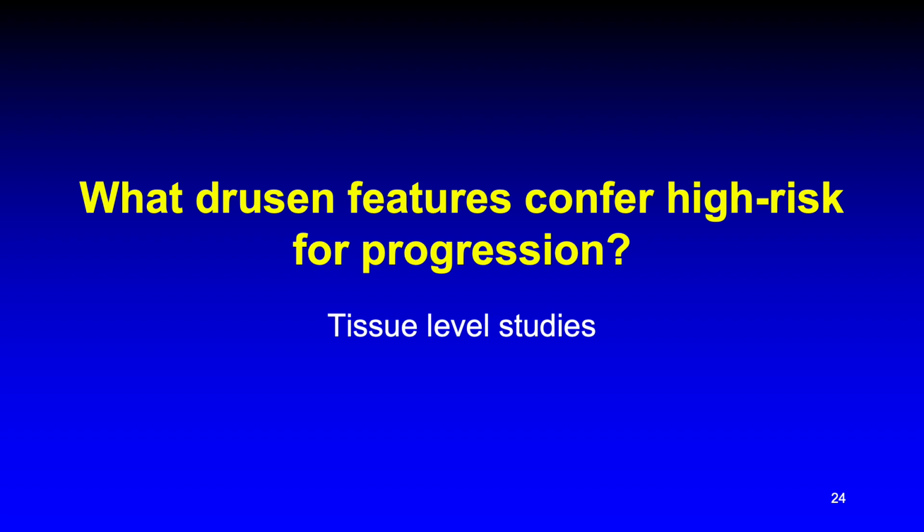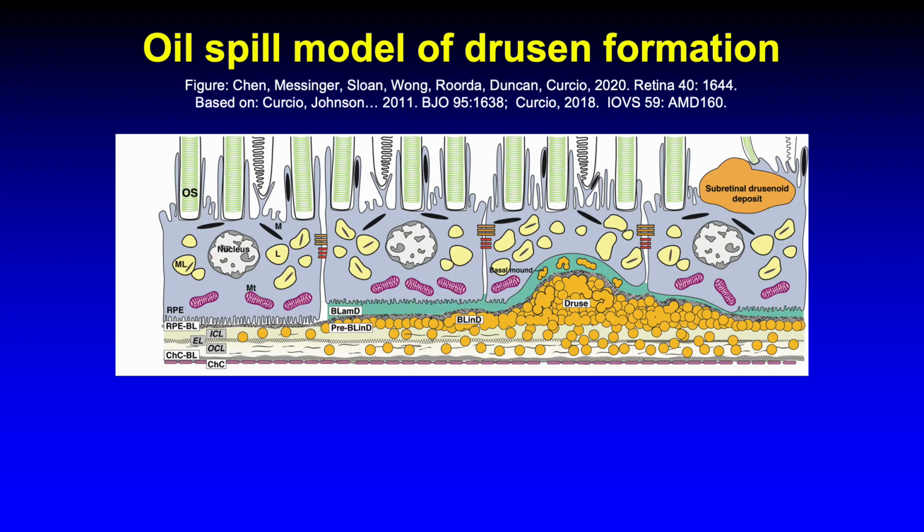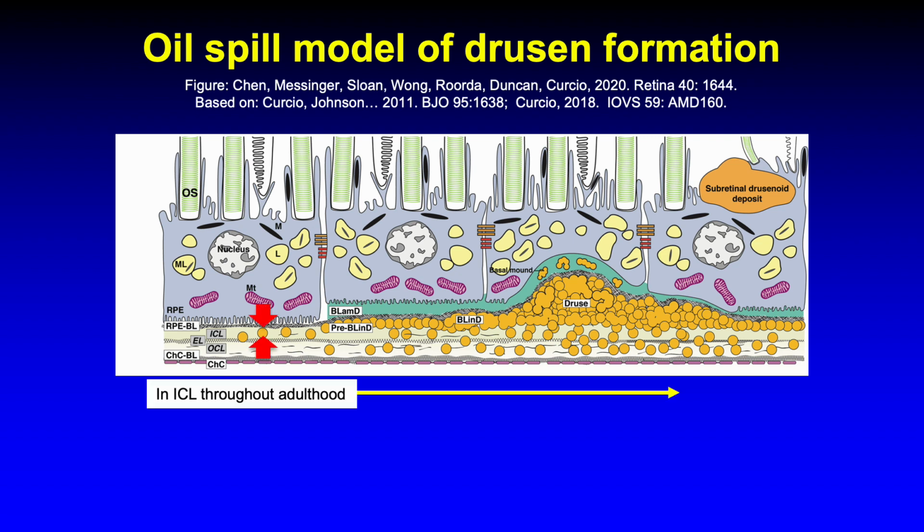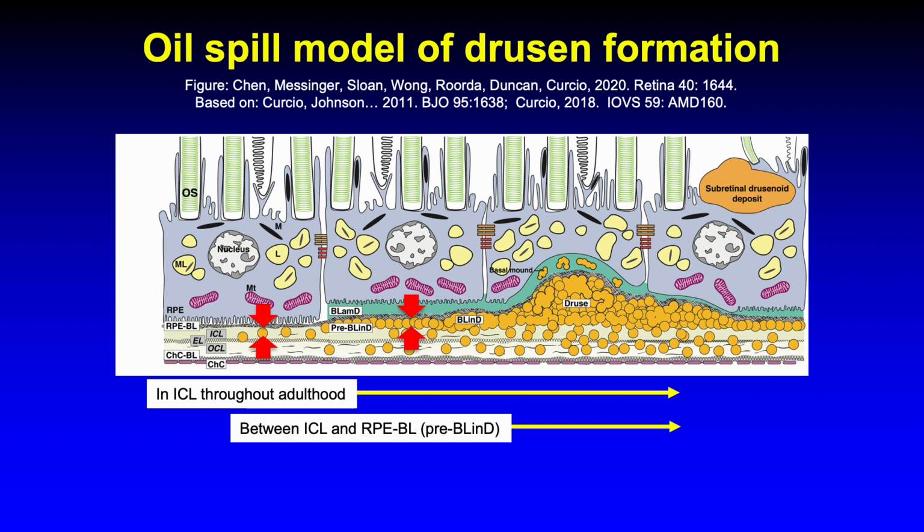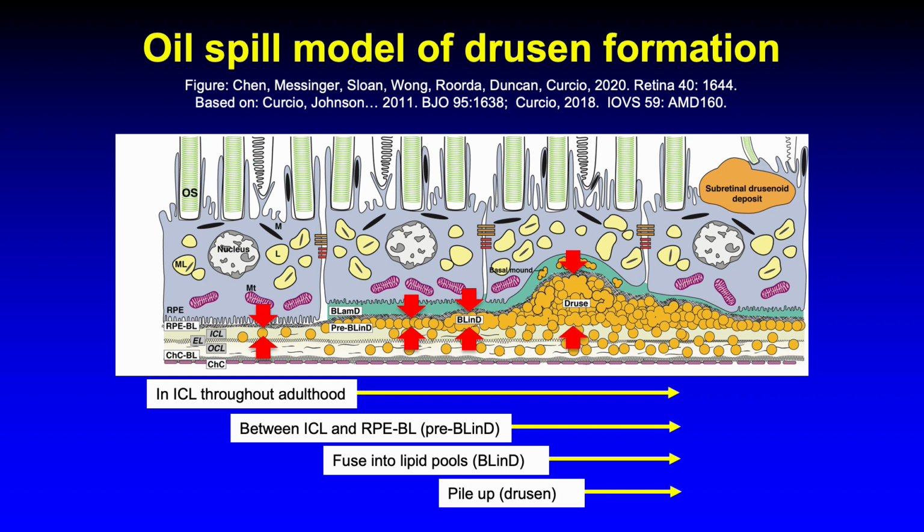In this next section, we will consider what drusen features confer high risk for progression in tissue-level studies. This schematic provides a roadmap for the next section. Lipoproteins accumulate especially in the intercollagenous layer starting in late adolescence. Then they accumulate between the RPE basal lamina and the ICL as pre-basal linear deposit, which was originally called lipid wall. Lipoprotein particles fuse into lipid pools in basal linear deposit, and they pile up in drusen.